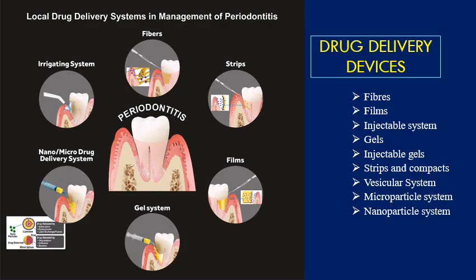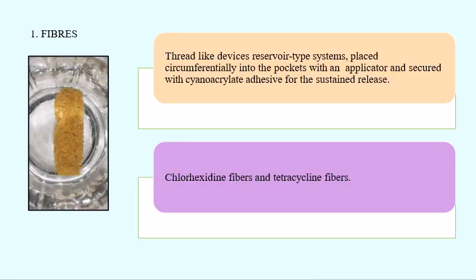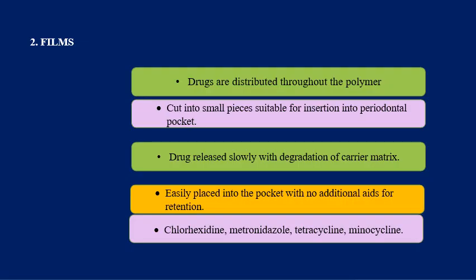So the drug delivery devices are majorly the fibers, films, injectable systems, gels, strips and compacts, and vesicular, microparticular, and nanoparticle systems. Fibers are thread-like devices, reservoir-type systems, placed circumferentially into the pockets with an applicator and secured with cyanoacrylate adhesive for the sustained release. Examples include chlorhexidine fibers and tetracycline fibers.